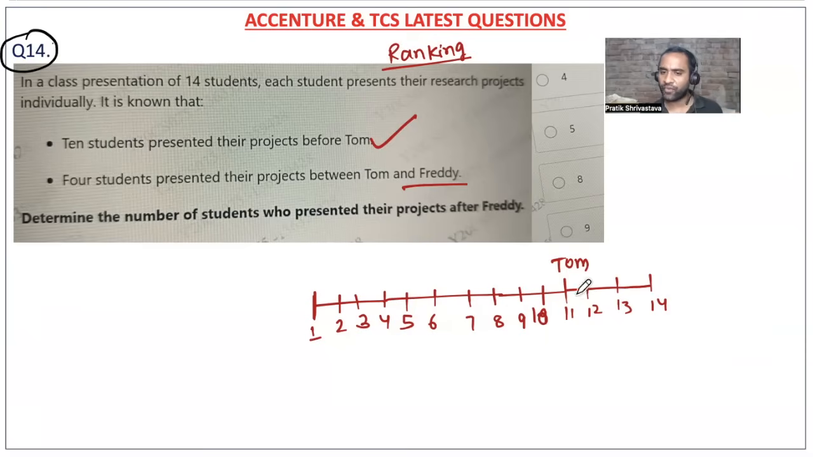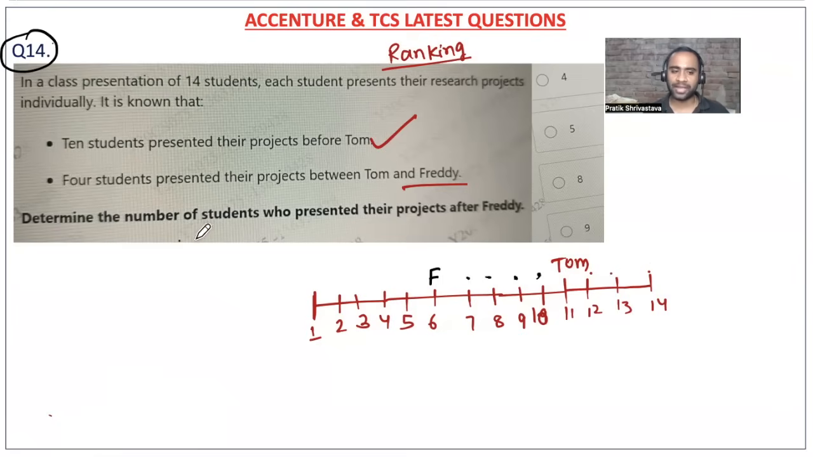So where should I put Freddy? On the right side, if you go 1, 2, 3, there are only 3 students, right? So on the right side we cannot go. Definitely we'll have to come back to the left side. So here 1, 2, 3, 4. So basically 4 students are presenting the paper between Freddy and Tom.